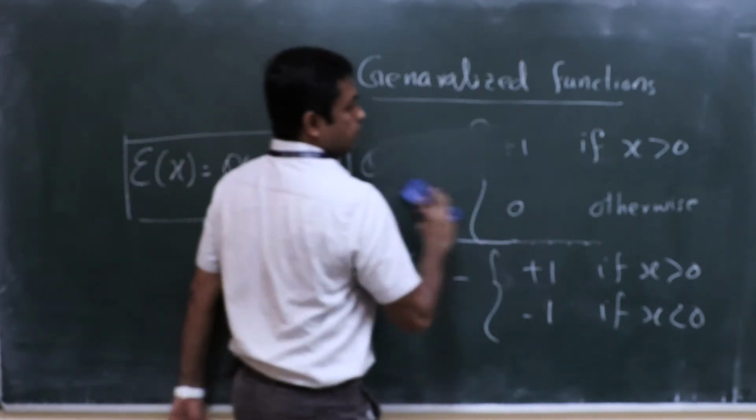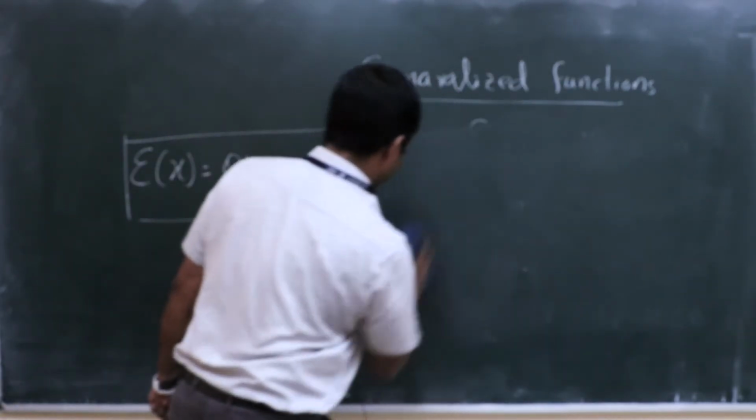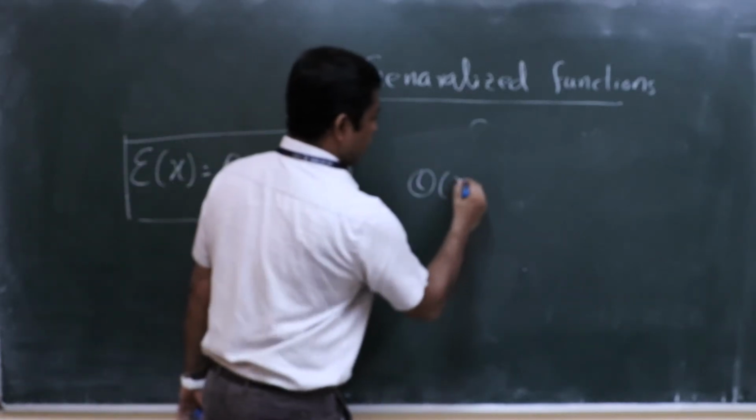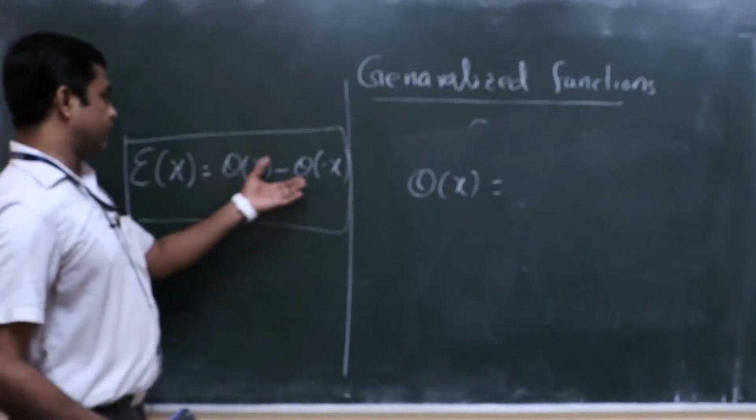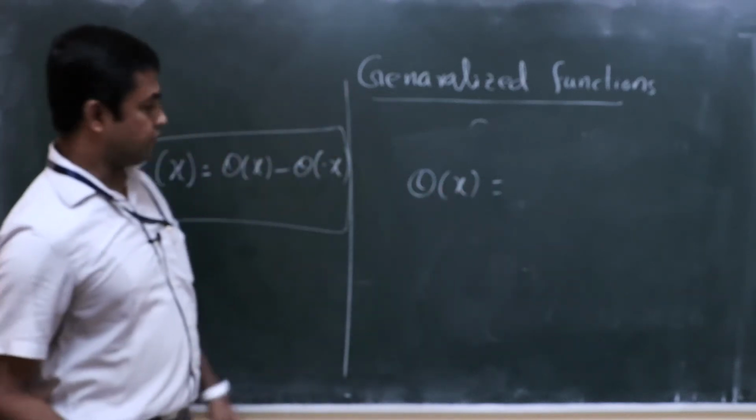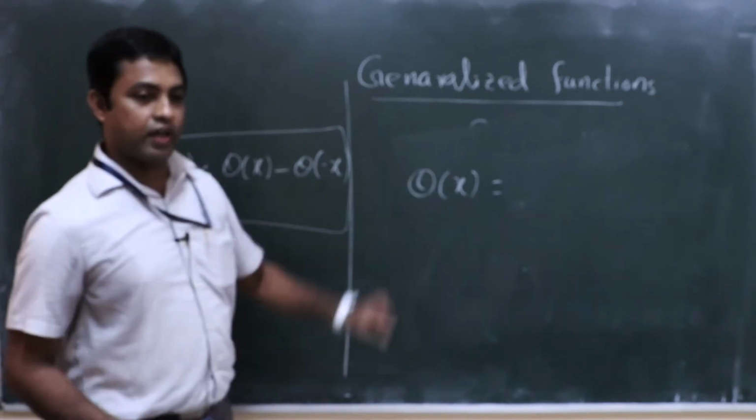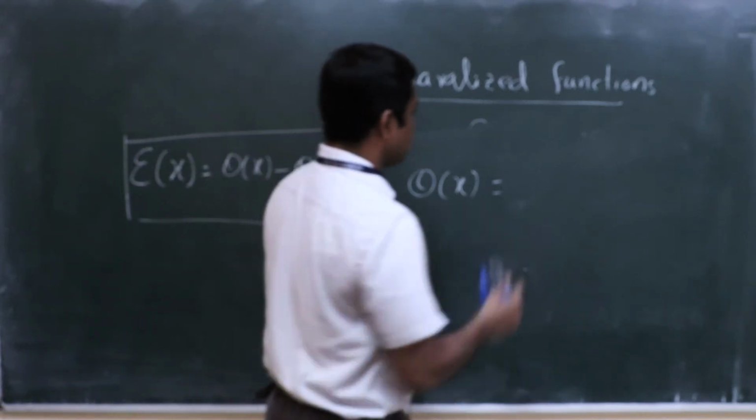So can you write down a relation between theta of x and epsilon of x? This is how we relate epsilon of x in terms of theta of x. Now theta of x in terms of epsilon of x. So can you rewrite this so that the right hand side has epsilon of x? Now you got the idea. Can you just give me the answer?